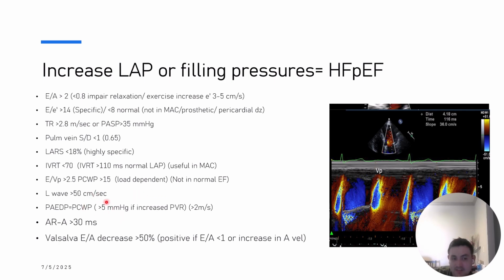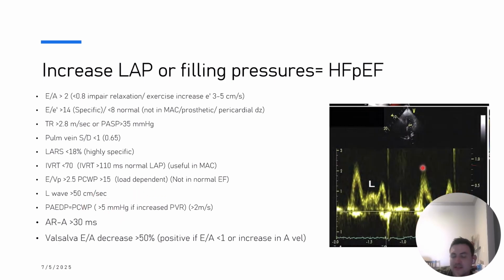L wave more than 50, and S. L wave, the same thing. You see the mitral inflow, E over A prime, and the L wave is in the middle, but it has to be more than 50. So here you see more than 50. This is the L wave. It's less than that. In bradycardic patients it could be normal.